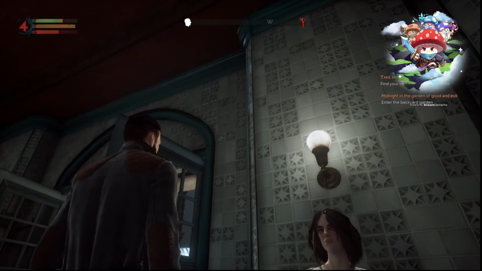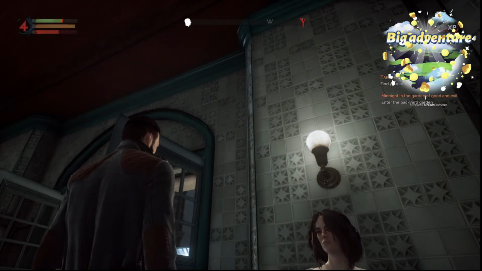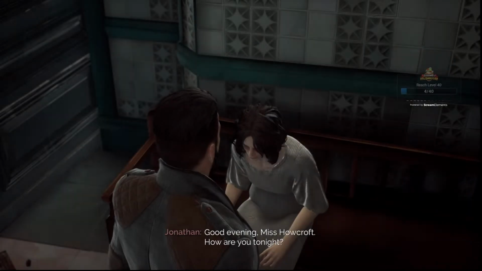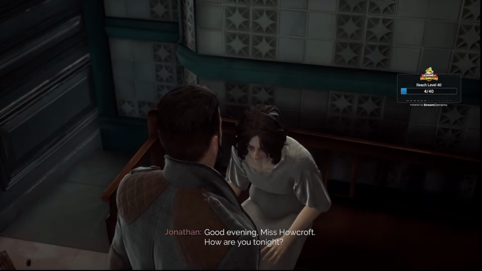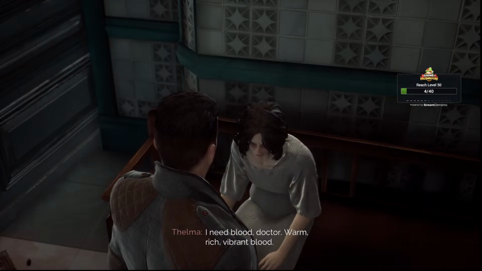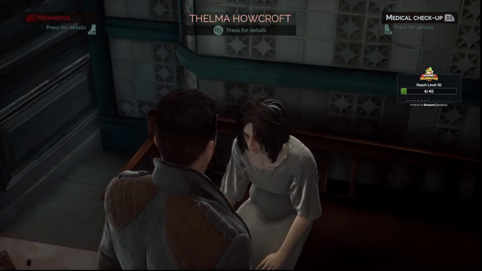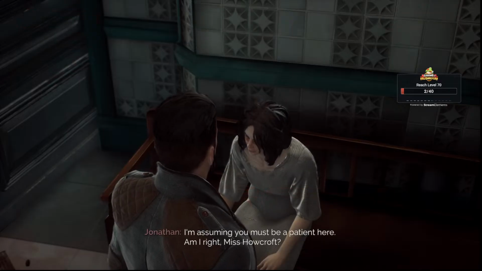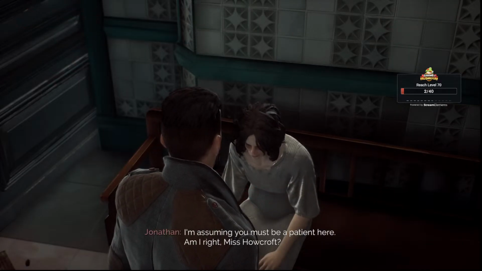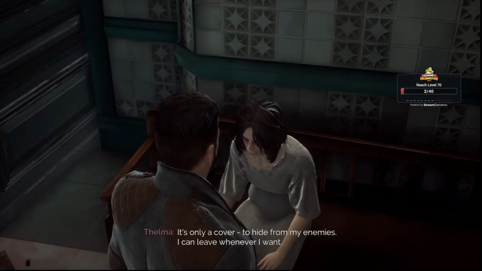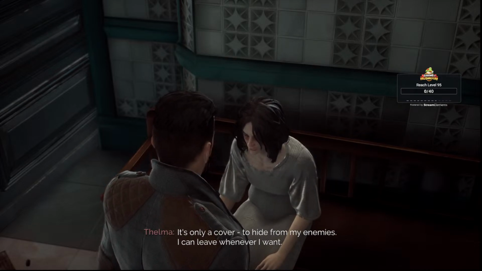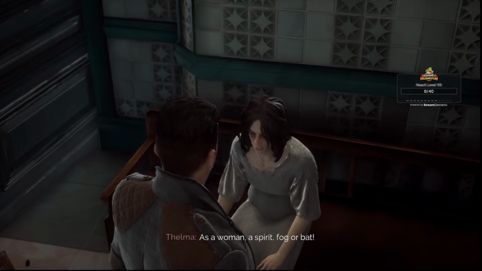She does kind of look like something. Oh no, drugs. Drugs might be affecting her. Good evening, Miss Howcroft. How are you tonight? I need blood, Doctor. Warm, rich, vibrant blood. I'm assuming you must be a patient here. Am I right, Miss Howcroft? It's only a cover. To hide from my enemies. I can leave whenever I want. As a woman, a spirit, fog, or bat.